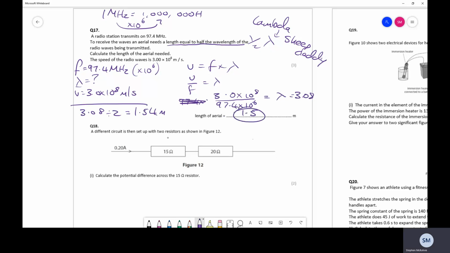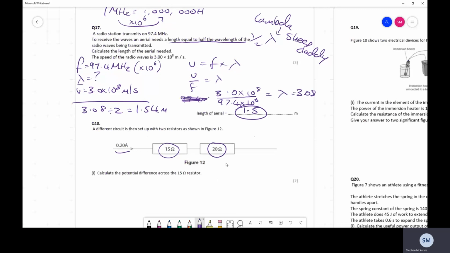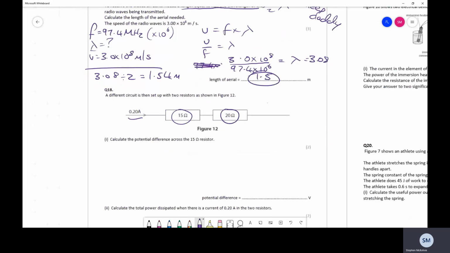A different circuit is then set up with two resistors as shown in figure 12, 0.2 amps, 15 ohms, and 20 ohms. Calculate the potential difference across the 15 ohm resistor. Now, let's have a look at what we've got there. We've got a current of 0.2 amps. We have a resistance of 15 ohms, and it's asking us to find the voltage of I don't know how many volts. Easy to do this. If I put a voltmeter up here, I'll be able to figure it out.